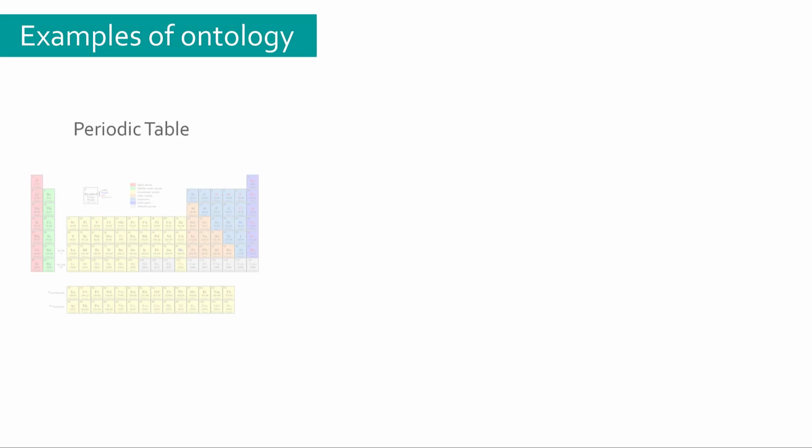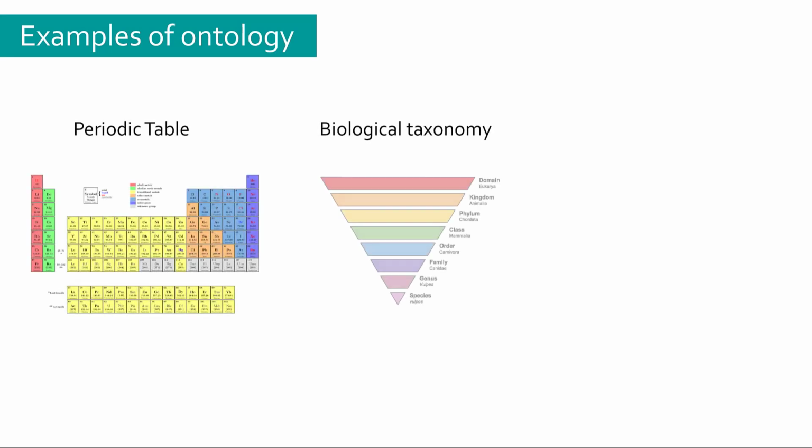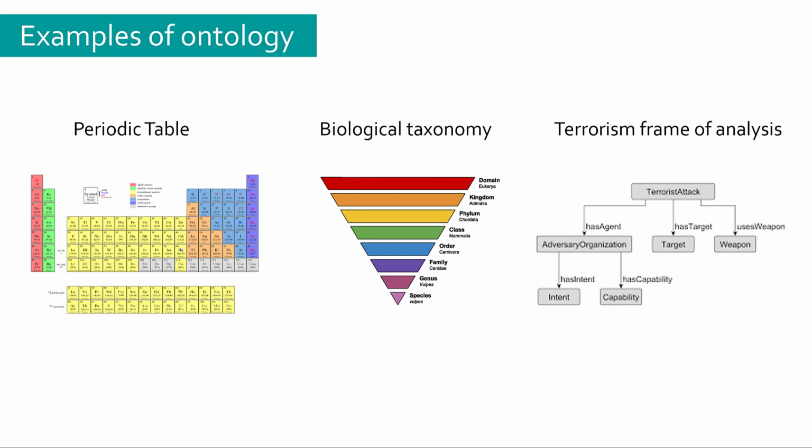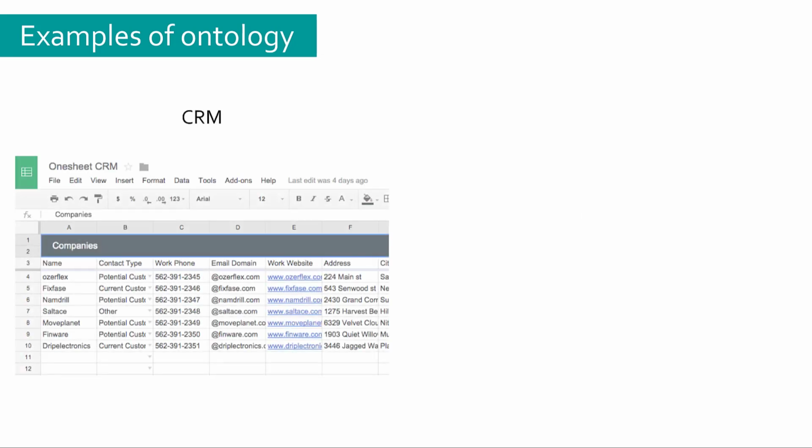For instance, in the field of chemistry, knowledge is orchestrated through the periodic table. To organize the animal kingdom, scientists have developed a biological taxonomy in which organisms are defined and named based on their shared characteristics. To map complex phenomena such as terrorism, a variety of ontological frameworks have been developed. In this example, the focus is on operational aspects of terrorism, with an emphasis on intent and capabilities of specific groups.